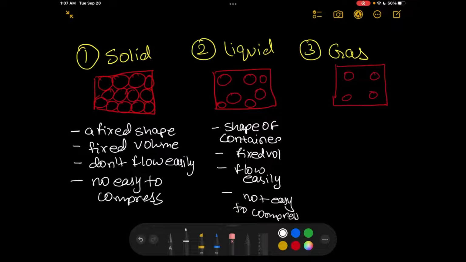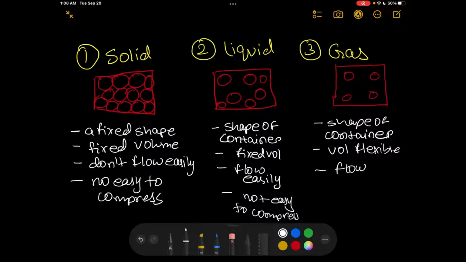For gas, they take the shape of the container as well, because they are free and they move around in a lot of positions. The container you will keep them in, they will fill up the whole container. Then their volume can be changed. Volume is flexible here, and they also flow easily just like liquids, and they are very easy to compress.